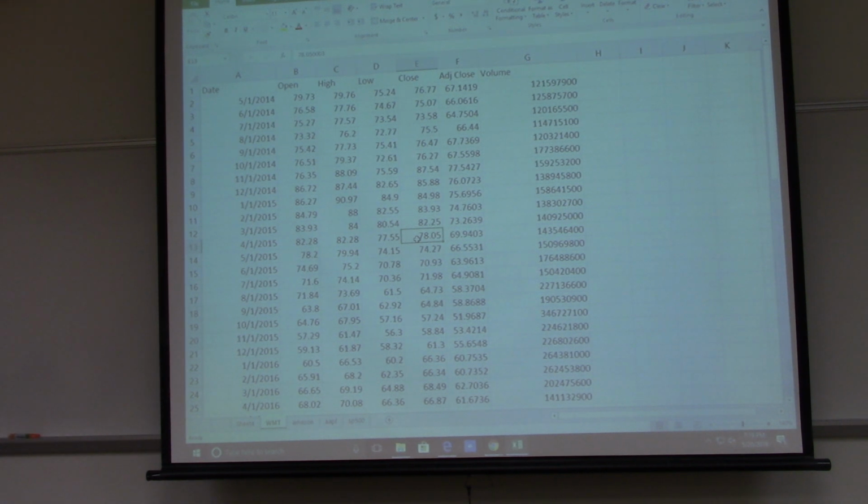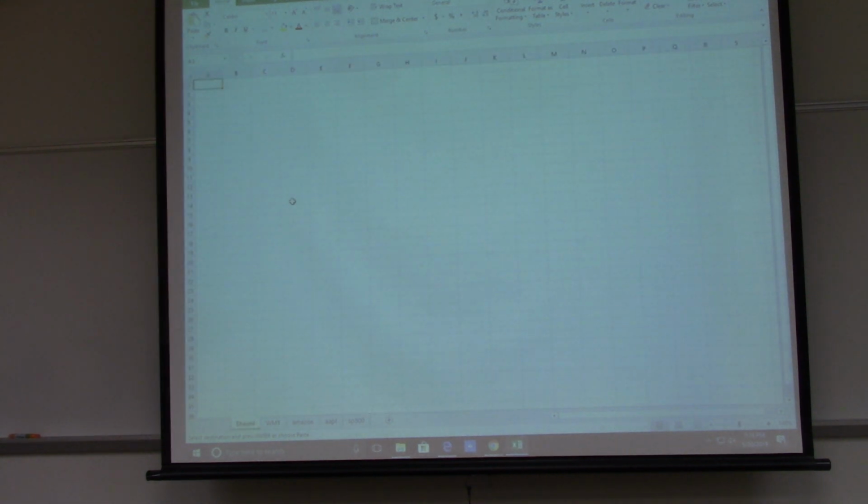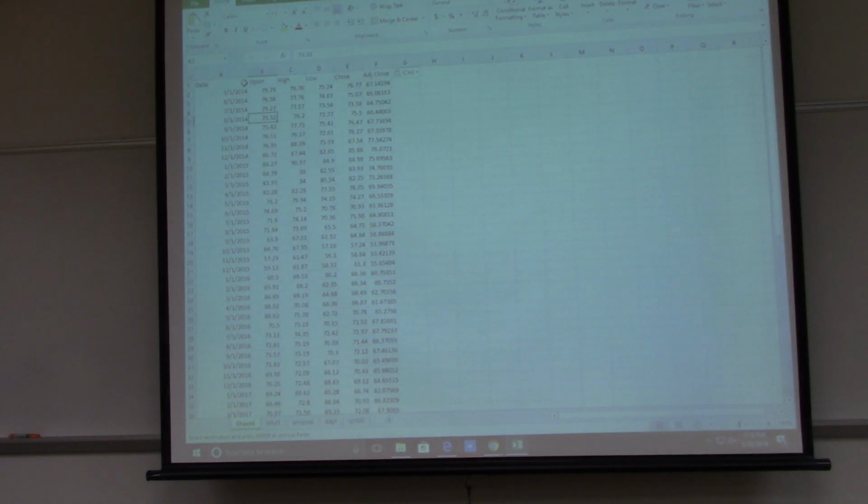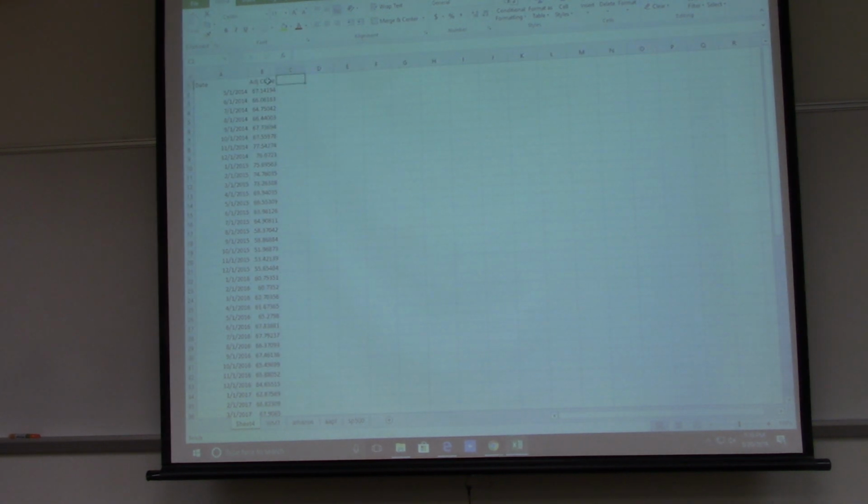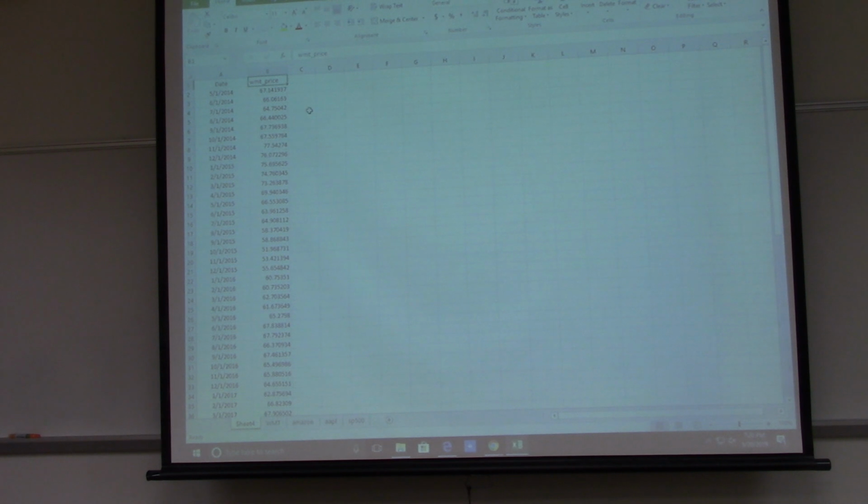So keep the date. Create another table, say over here, and this is Walmart. Now delete everything else, and change the name to Walmart price. And then keep the date and keep the price of Walmart.